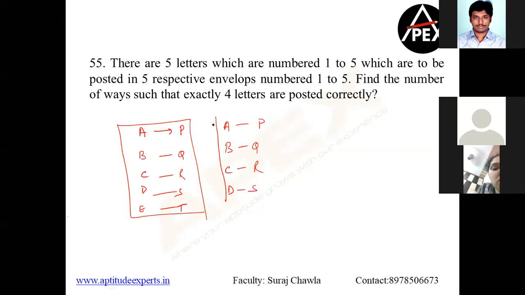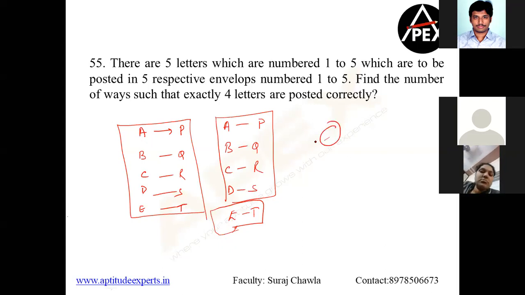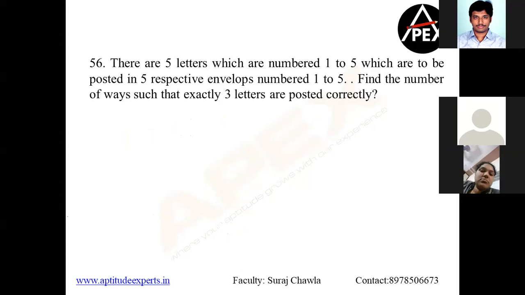If I am posting 4 of them correctly, then can I say by default the fifth also goes in the correct envelope? Clear? So therefore, there is no way in which I can do this. There's no chance where I can post 4 of them correctly, because if I'm posting 4 of them correctly, the fifth one is automatically going into the right box. Now let's try to do this.